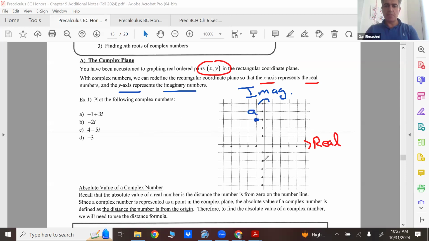If you have -2i, you plot this. If you have 4 minus 5i, you plot this. If you have -3, you plot this. Okay, take a moment to just simmer on this a little bit. Just make sure you can make sense of it all.